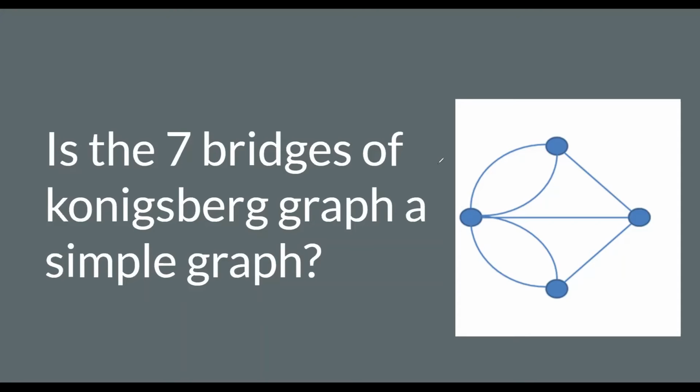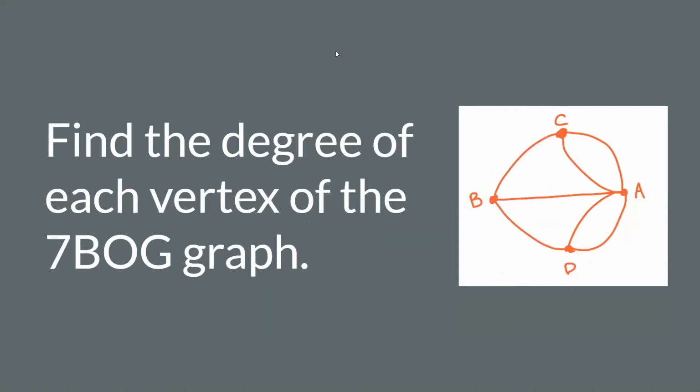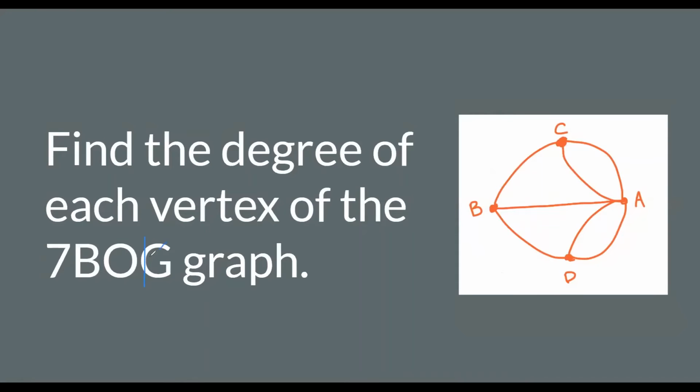All right. We also introduced the concept of degree, so let's just do a little practice with that. Let's find the degree of each vertex. Oops, this should be a K. I do not know why I just said G. Let's find the degree of each vertex in this graph, which is the 7 bridges of Königsberg graph.